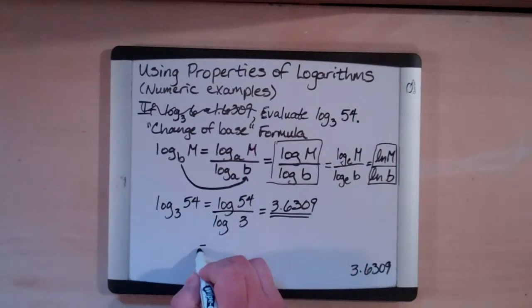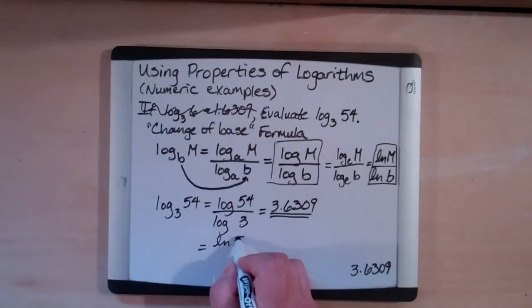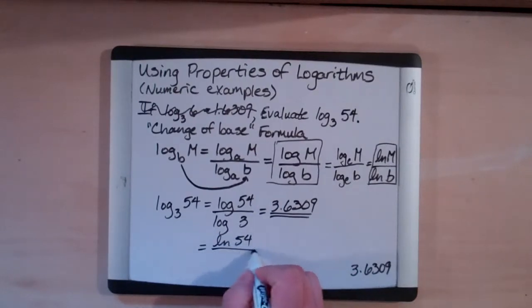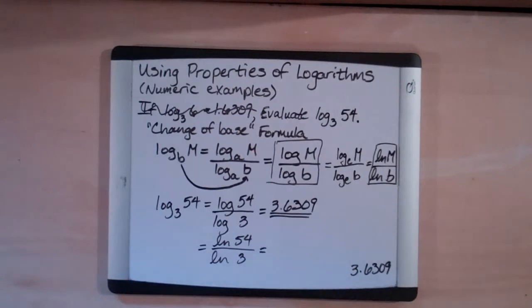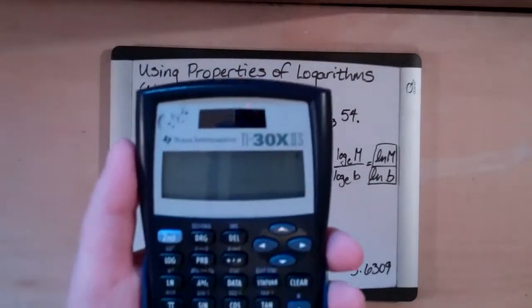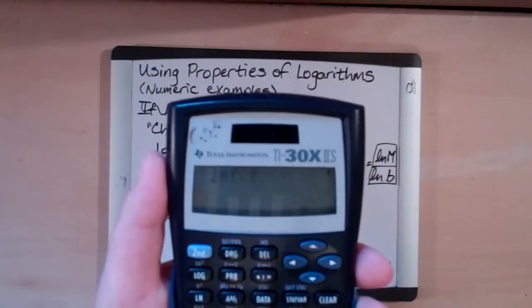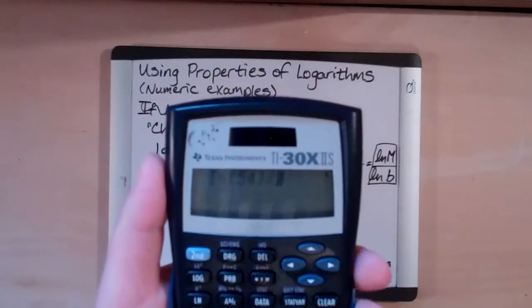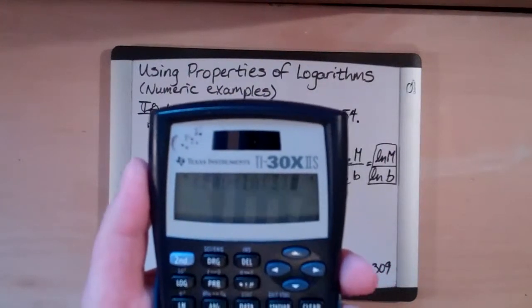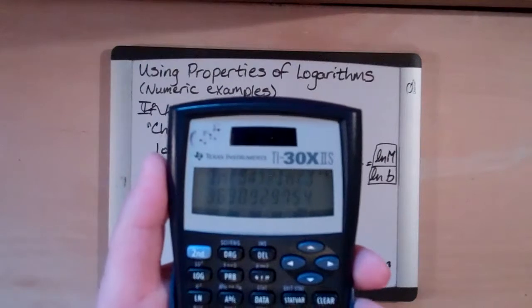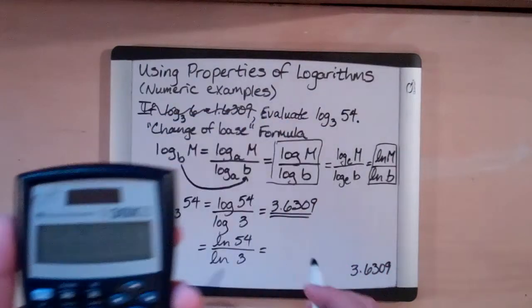We can also use natural log, so let's try it and make sure. If I clear out my calculator, I have a button here with the ln on it, so that's natural log 54 divided by natural log 3, and it comes out to 3.6309.